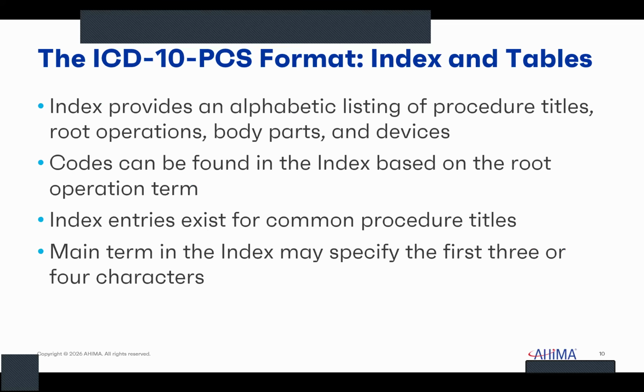So with ICD-10 PCS, it uses both an alphabetic index and tables, but the table is where the actual code is built. The index guides you in the right direction, usually by the root operation. Once you're in the table, characters 4 through 7 must come from the same row, right? So you can't mix and match and be all over the place. And we'll see some illustrations of this in a little bit.